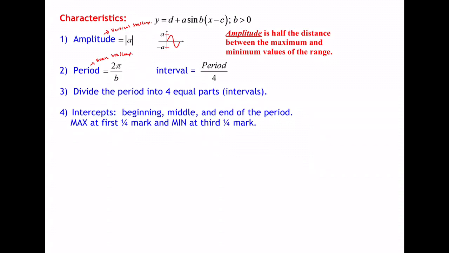So to find what that period is, in terms of how long the graph takes to repeat itself for that cycle, you're going to take 2 pi, which is the original period, and divide by that b value to figure out what the period of the new graph will be.